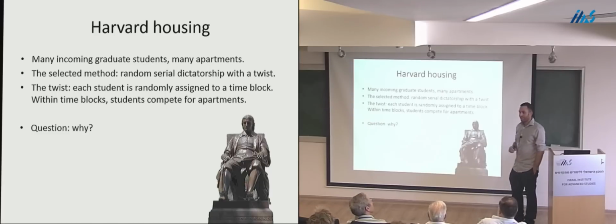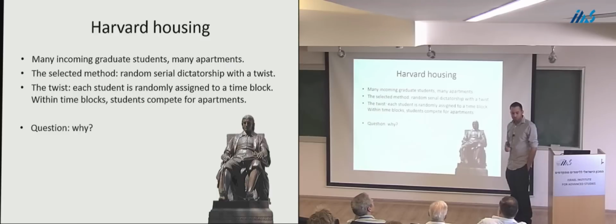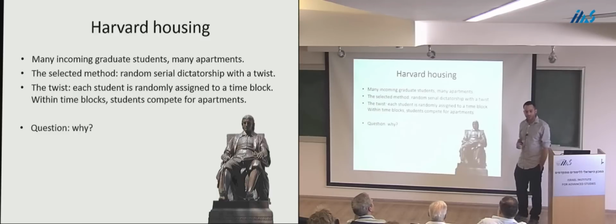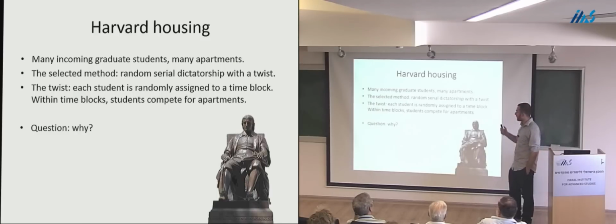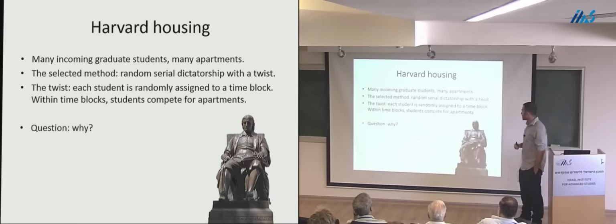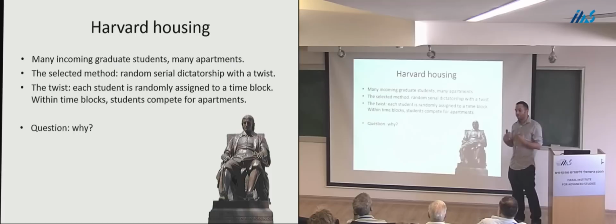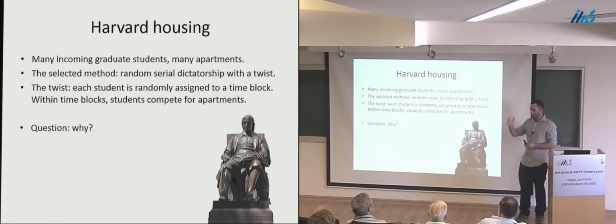So Harvard University is a giant university. It has a lot of money, so it owns half of the city it resides in, more or less. It owns half of Cambridge, and they have a lot of apartments, and they want to rent the apartments to graduate students that are coming in to study at Harvard. And they selected a similar method. They have a random serial dictatorship with a twist.